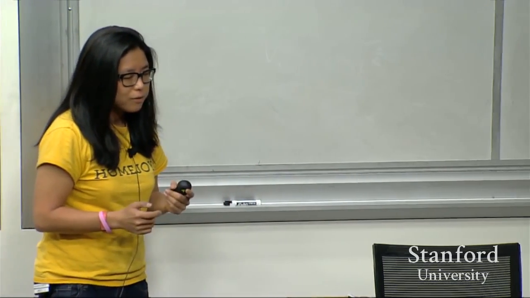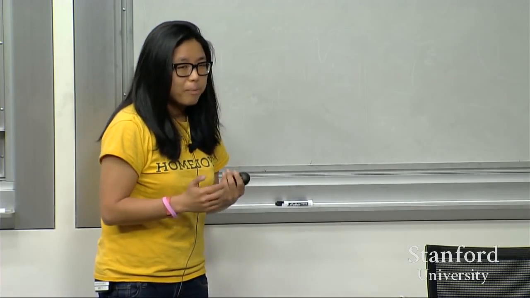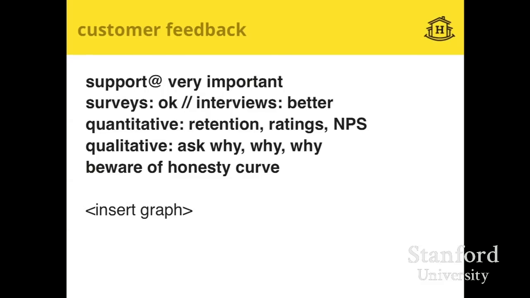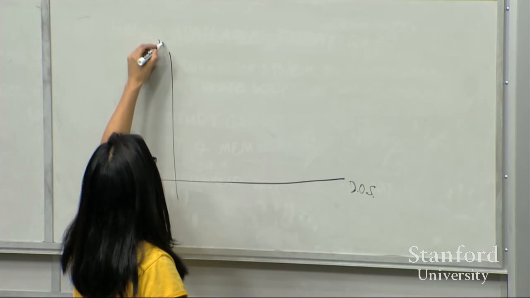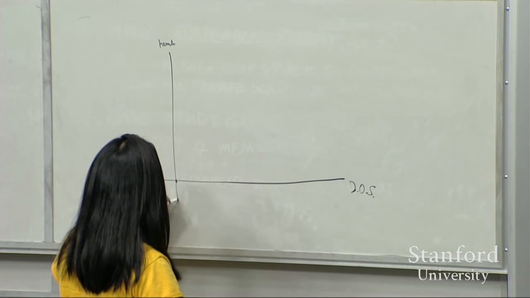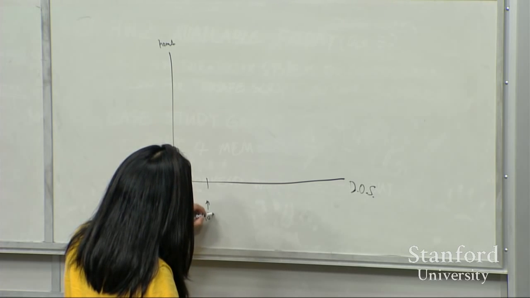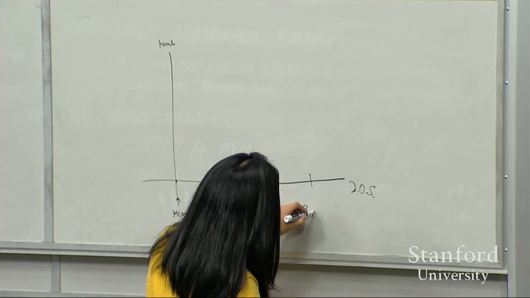I'll get to the qualitative thing later, but the one thing you should be wary of is the honesty curve, which is that some people will just lie to you. So, let's just do it. This is degrees of separation from you, and this is level of honesty. So this is your mom. This is your friends of friends. And here are random people.